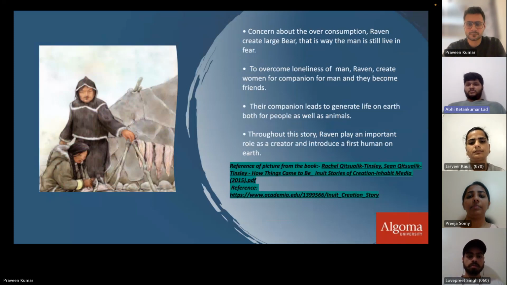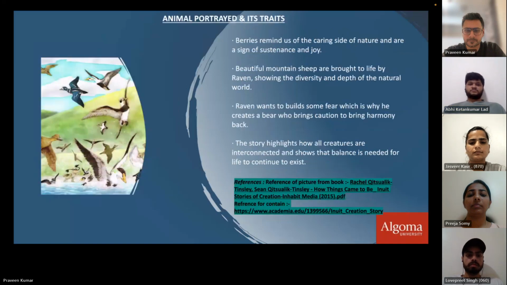And also he feels alone. That is why Raven creates a woman as a companion for the man, and they become friends. Their companionship leads to generating life on earth, both people as well as animals, for creating a good life on earth. Throughout this story, Raven plays a very important role as a creator who introduced the first man on the earth. Next.